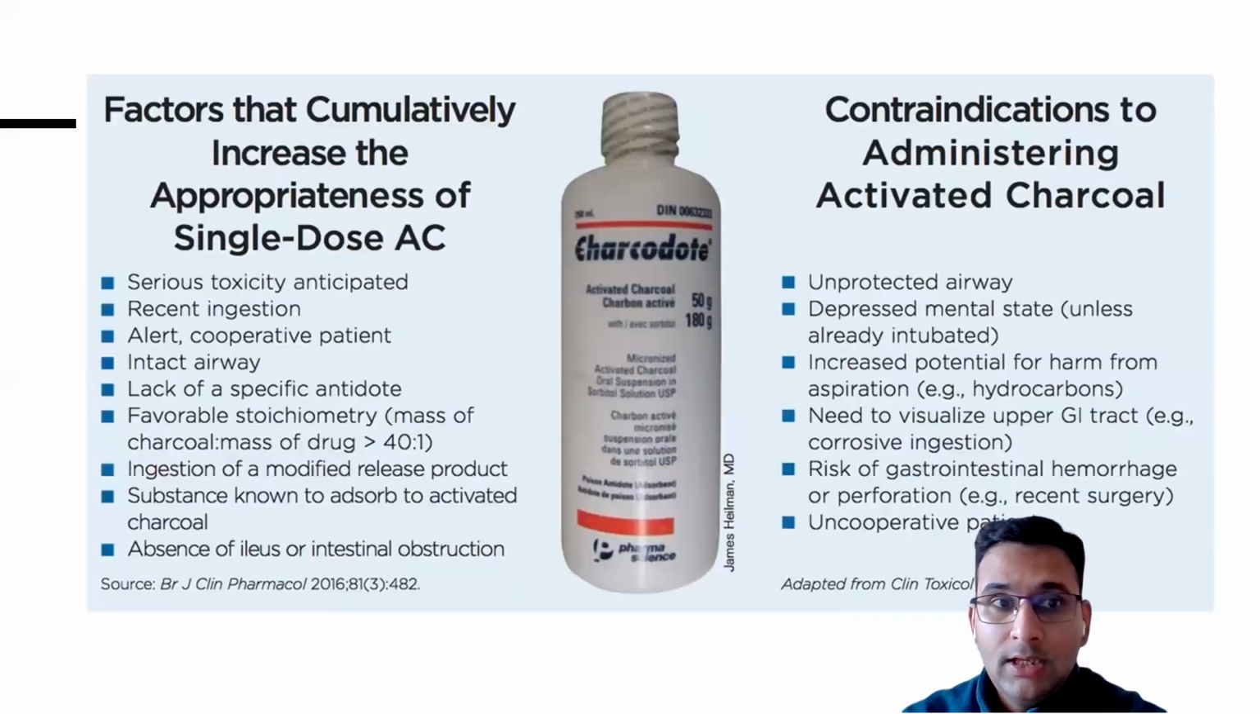What are the indications? What factors increase the appropriateness of a single dose activated charcoal? We'll read about single dose and multi-dose activated charcoal in the later slides. When you're anticipating a serious toxicity, when the patient is alert and cooperative, when the ingestion is recent, the airway is intact, we don't have a specific antidote, the charcoal mass is more than the drug mass, approximately 40:1, the substance is known to adsorb to activated charcoal, and when there is no intestinal obstruction.